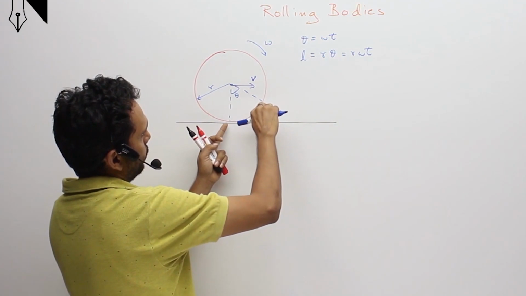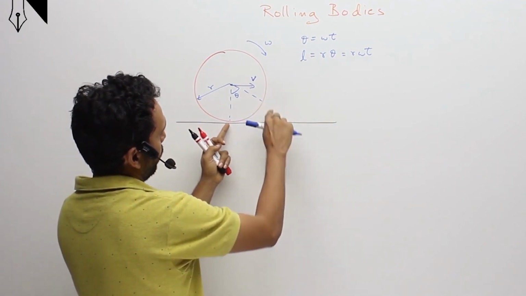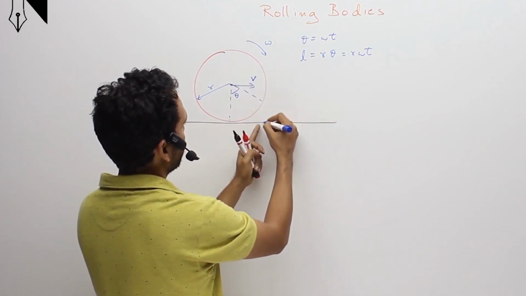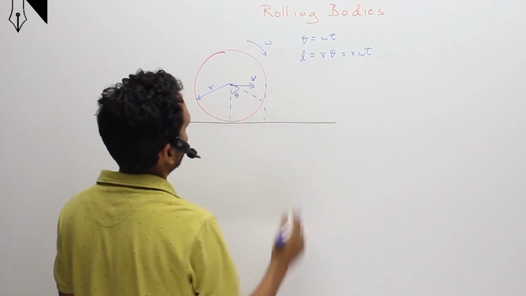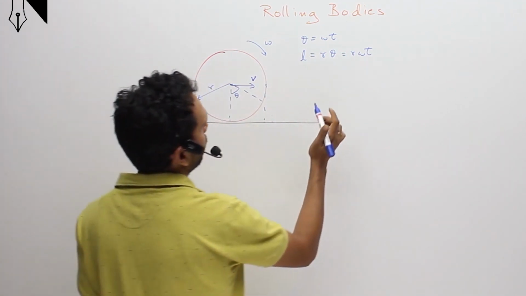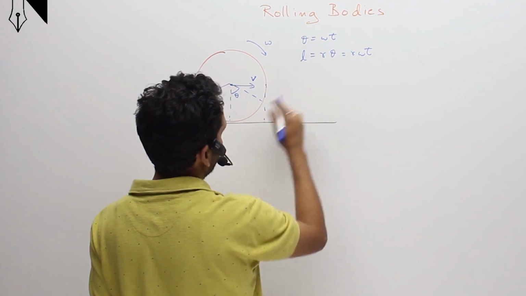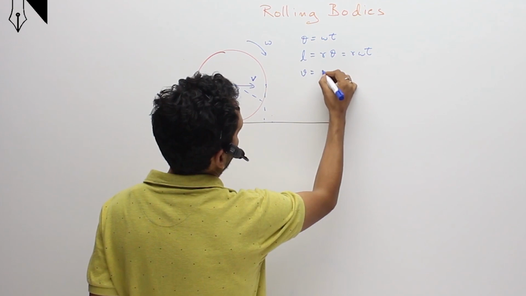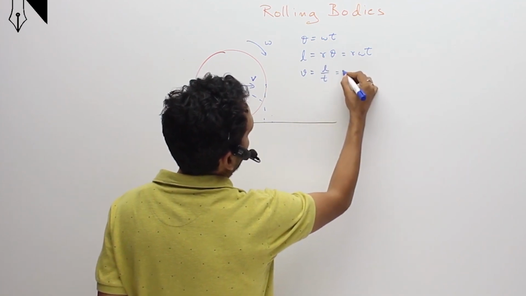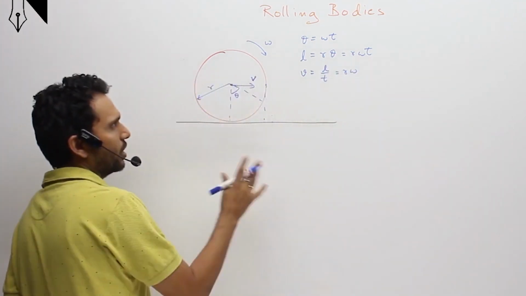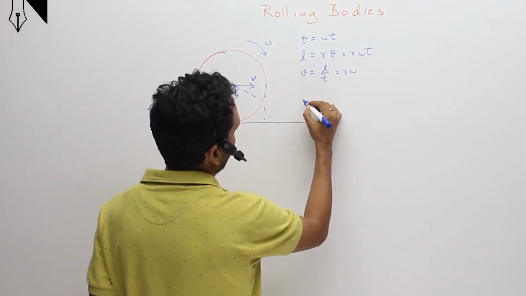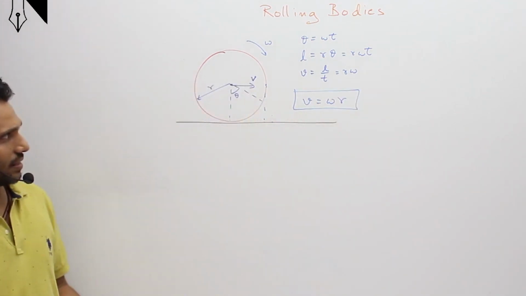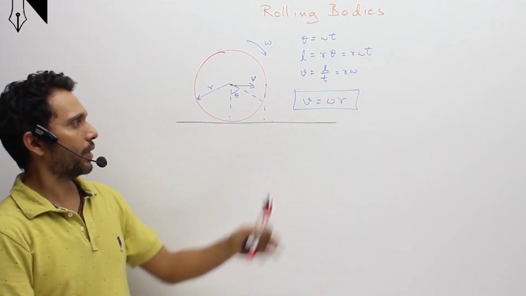Now if this arc length is r theta and this point has come down, then the central point will be still vertically above. So the distance gone forward would be equal to L itself, that's the arc length. So the velocity would be equal to L by t, which is r omega. So we already know that in pure rolling, V is equal to R omega. That's the main relation between V and omega.